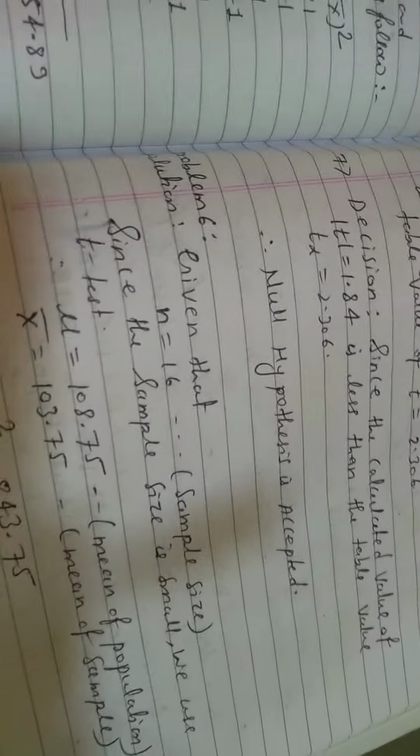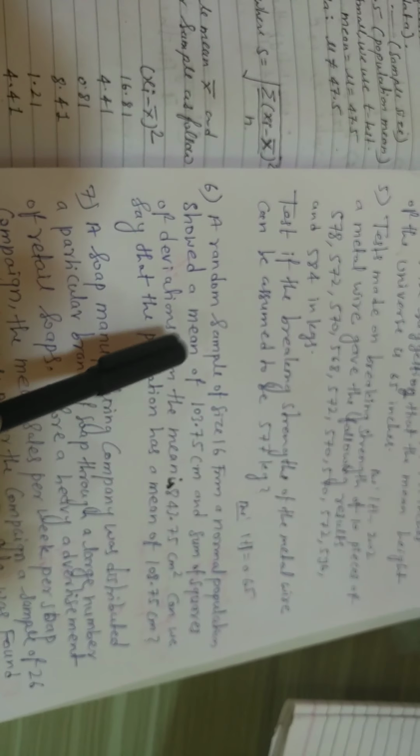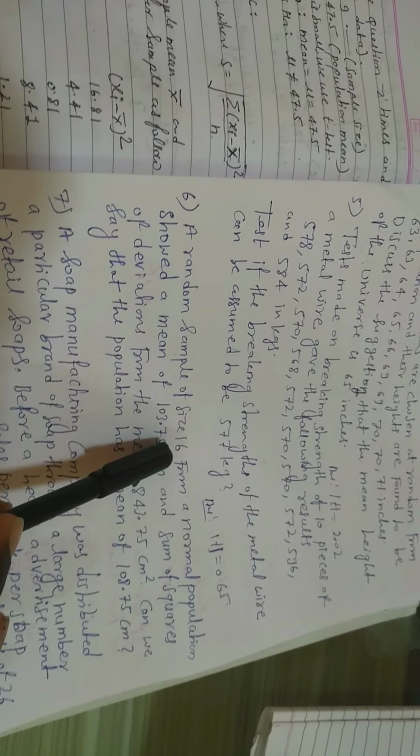Now in this problem, what is the data given to you? We are given that n is equal to 16, that is the sample size. With a small sample size we use the t-test. The population mean is given, and x bar is directly given. One more thing is given: the sum of the squares of deviations from the mean is 843.75.